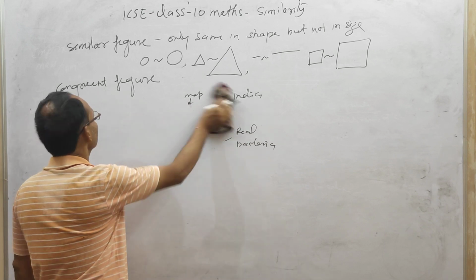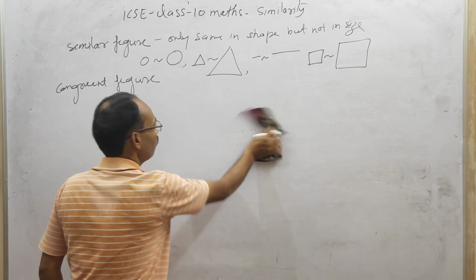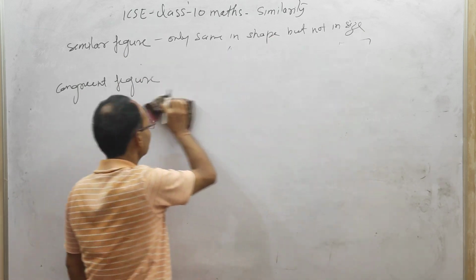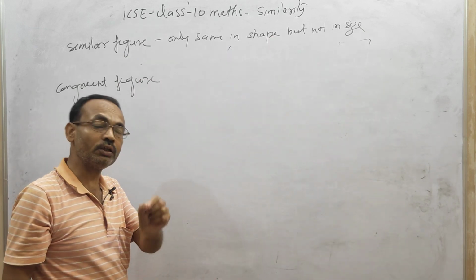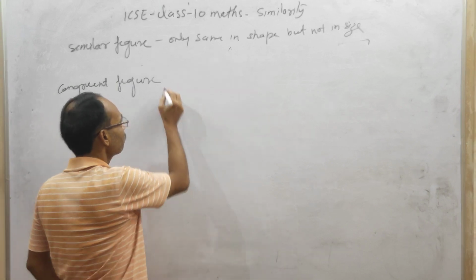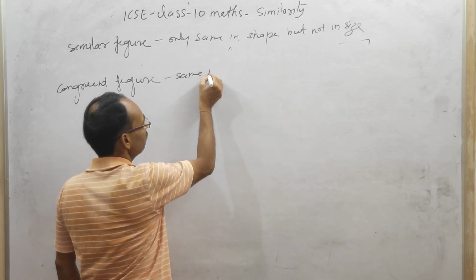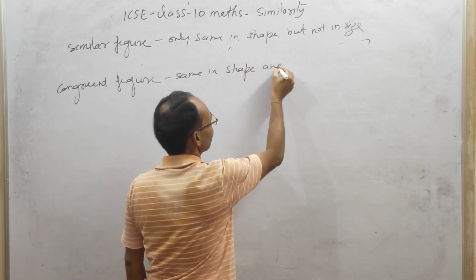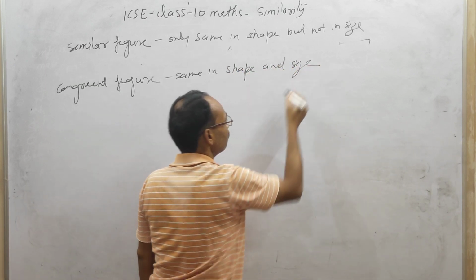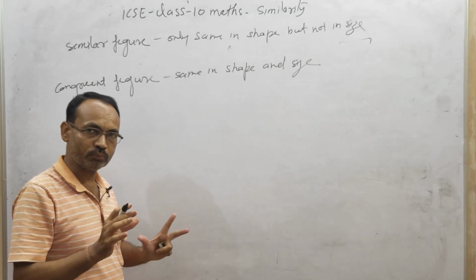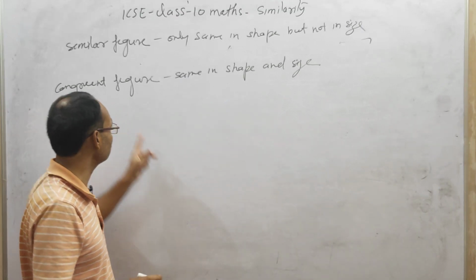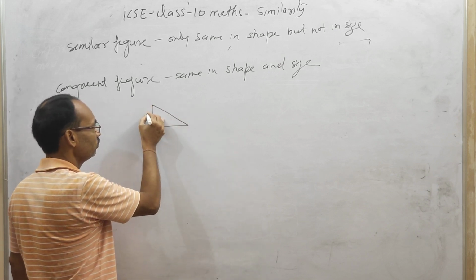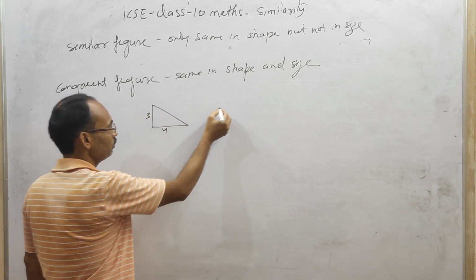And in the case of congruent figures, what is a congruent figure? Congruent figures are the same in shape and the same in size. Shape and size both should be the same in congruent figures. Like this is congruence, 3, 4.